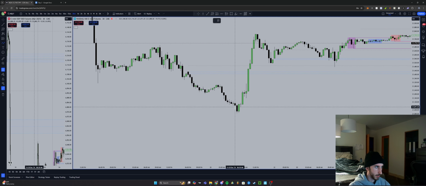Because the one on the left is lower than the one in the middle, and the one on the right is lower than the one in the middle. That's your swing low. So we put in the swing low, right?